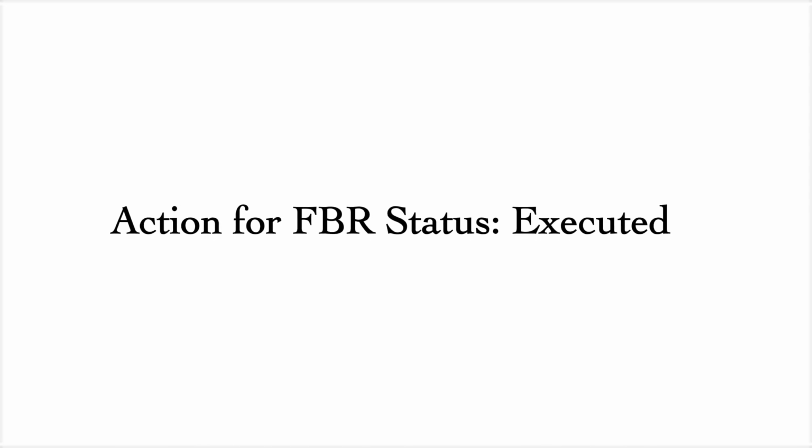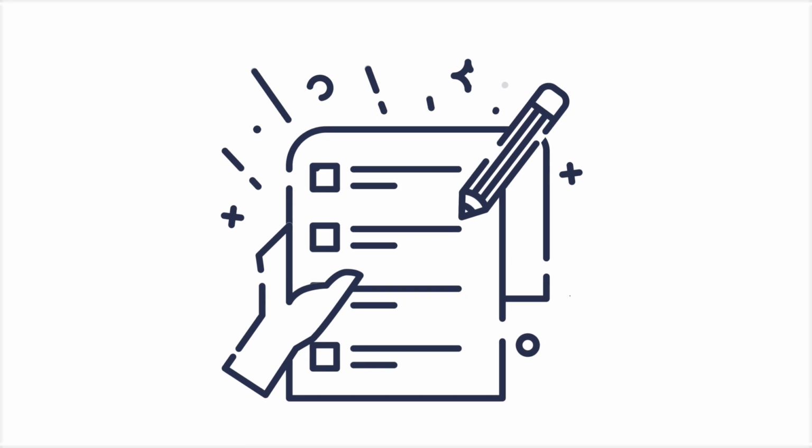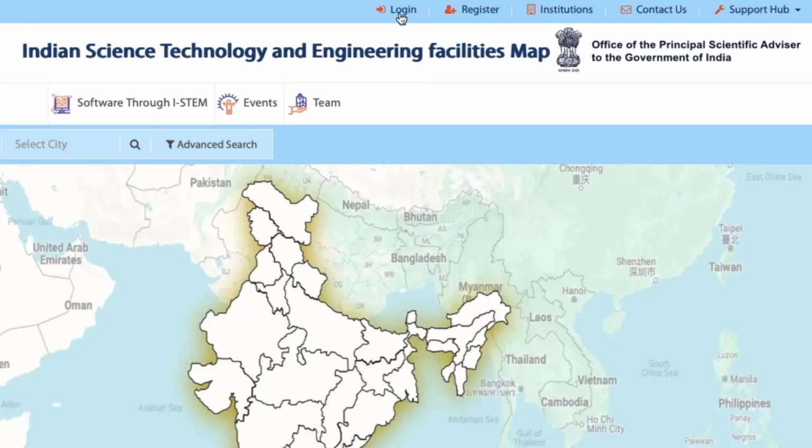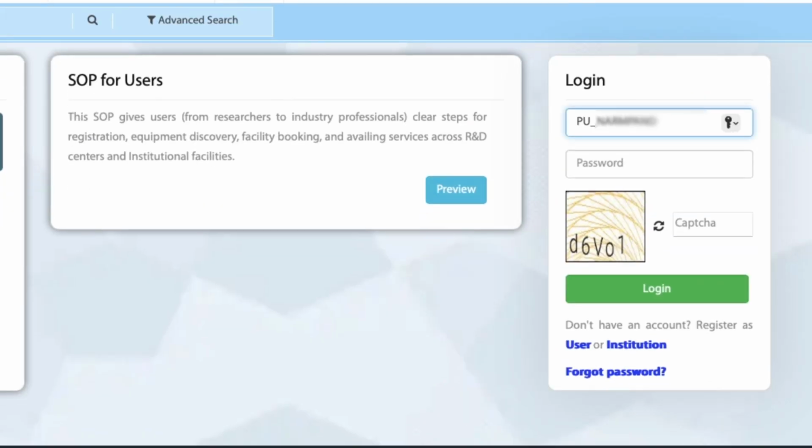Action for FBR status: Executed. If FBR status is executed, then public users should submit the feedback and can view or download the FBR certificate. To submit feedback, to act on executed FBR, log in as a public user.